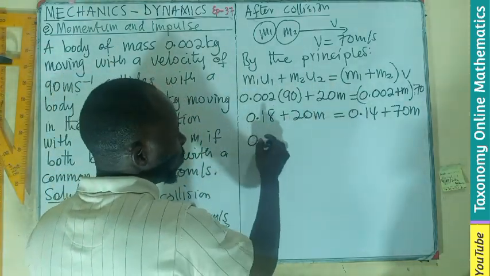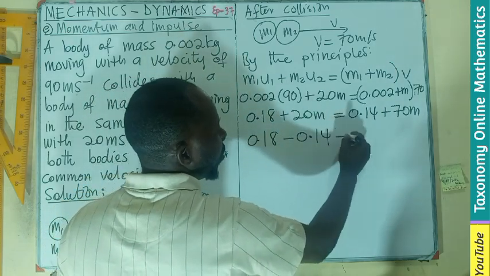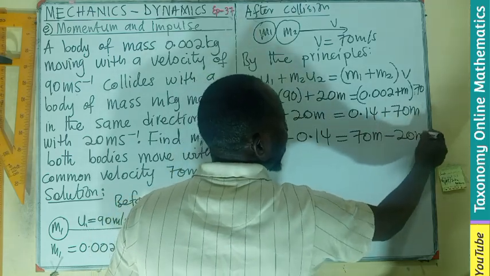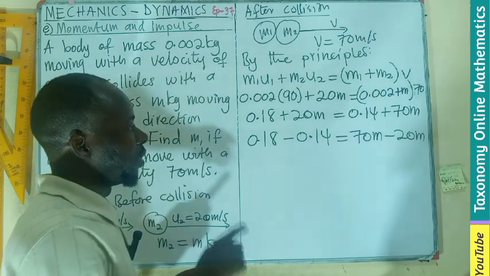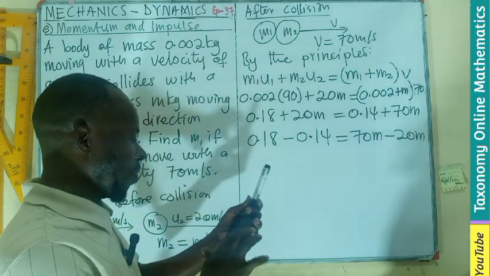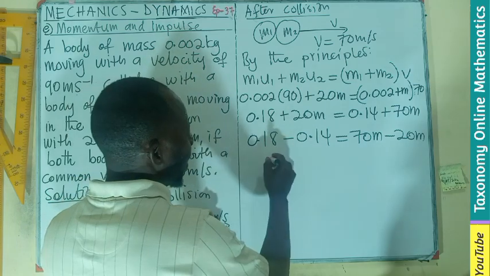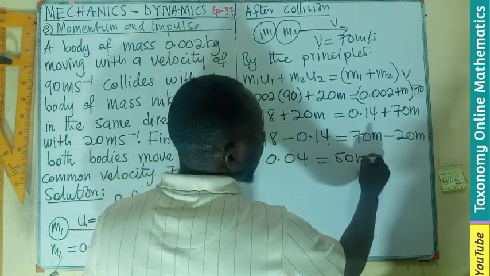So 0.18 minus 0.14 equals 70m minus 20m, by grouping like terms. I'm sure this will give us 0.04, but let's cross check. So we are going to have here 0.04 equals 50m.